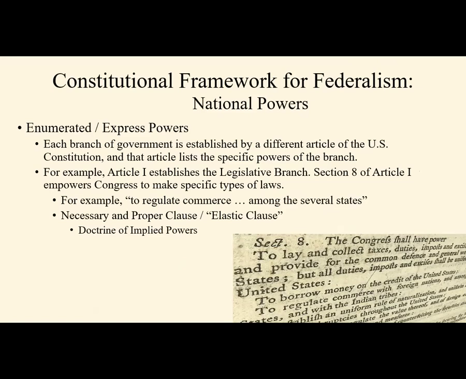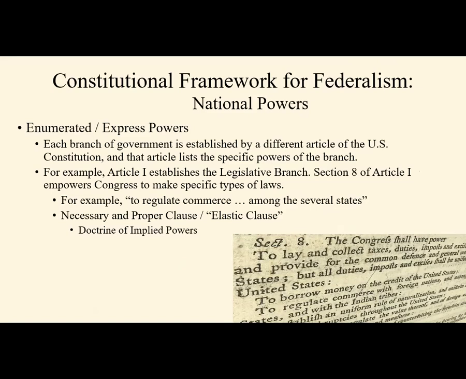But it really isn't open-ended, because the elastic clause includes that phrase, necessary to carry out the enumerated powers, the ones listed above it. So there has to be a connection to an enumerated power. And let me just give an example of that. So one of the enumerated powers in Section 8 is the power of Congress to establish and support an army and a navy. All right, great.